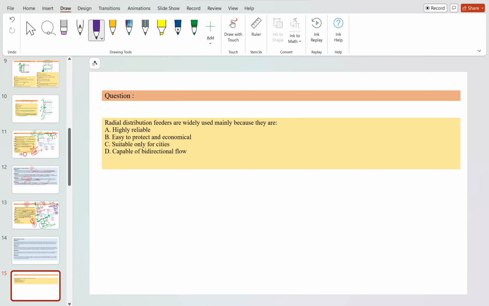So this question is basically related to the radial distribution feeder that I have already explained. It is asking whether it is highly reliable, easy to protect, economical, suitable only for cities, and capable of bidirectional flow. So by comparison, you can give the answer. Try to solve it.